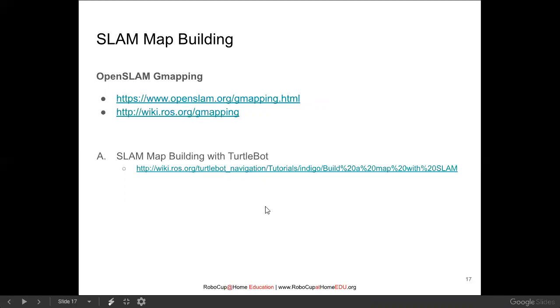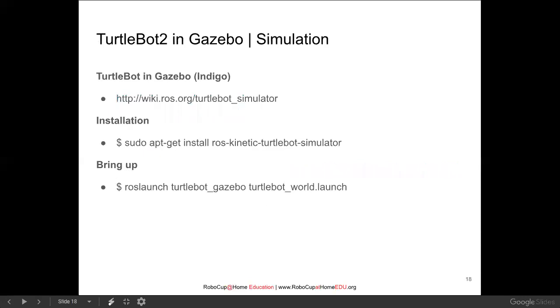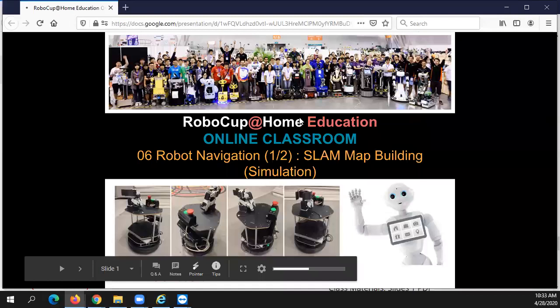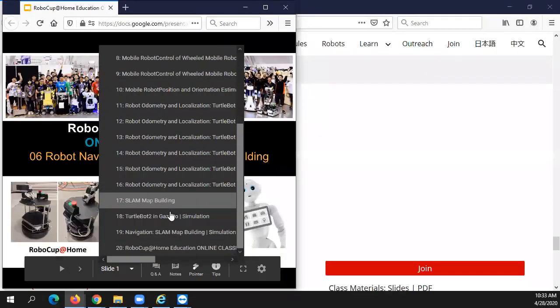So how to do it? Let me start my TeamViewer. Give me a second. I need to connect to my robots. I need to put this thing down.